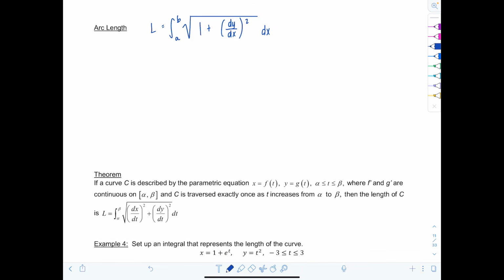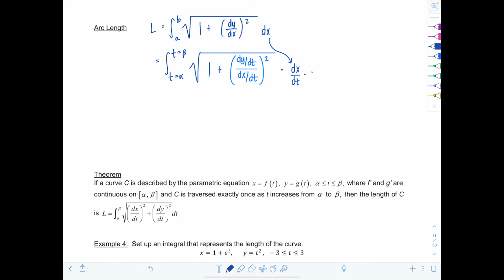Well, let's replace dy/dx with how we know it's defined for parametric curves. And I'm also going to switch my limits of integration. So we're going to have t equals alpha to t equals beta, square root of 1 plus, and remember we defined dy/dx early on in the lesson. It's dy/dt divided by dx/dt. And then this whole thing is squared. And then similarly, I'm going to replace dx with dx/dt dt.